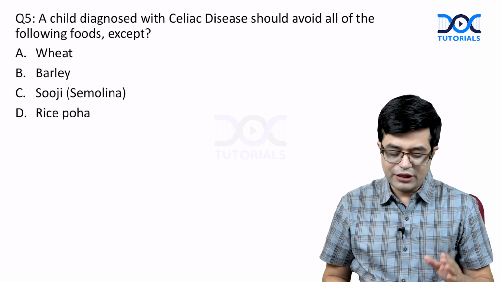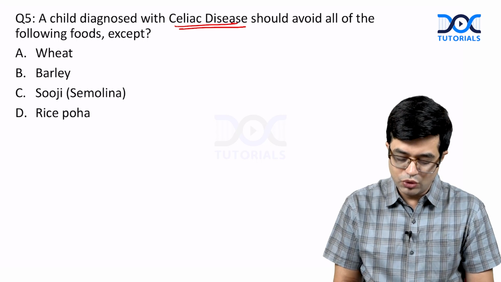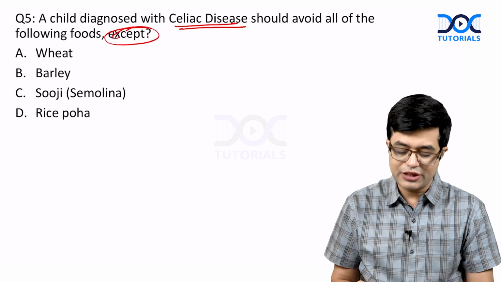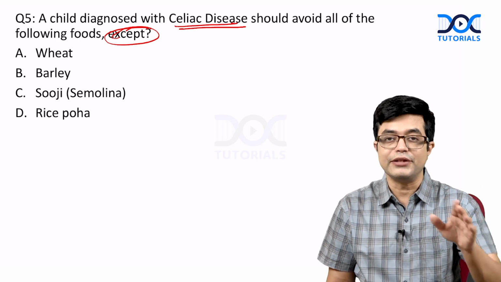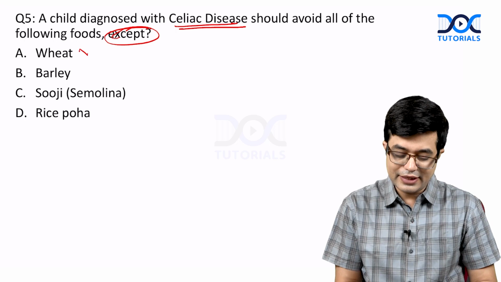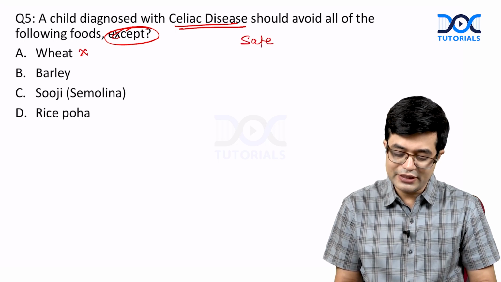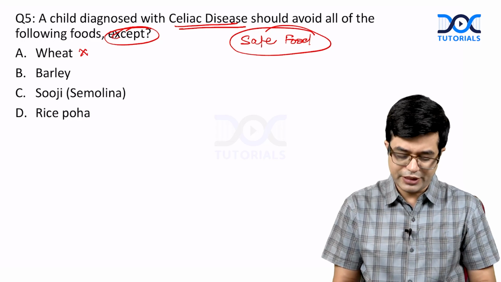Next, question number 5. A child diagnosed with celiac disease should avoid all of the following foods except. So this question is about celiac disease, wheat allergy, gluten sensitive enteropathy. So wheat-based things cannot be used, so wheat cannot be the answer. They are asking: what is the safe food? This question is asking you the safe food which is to be given.